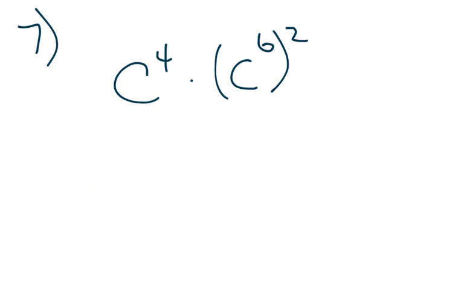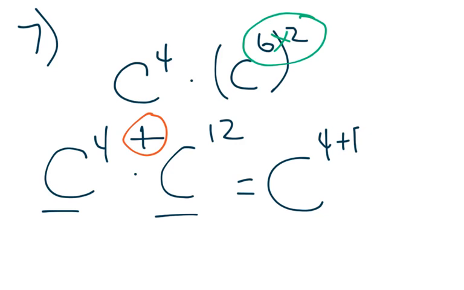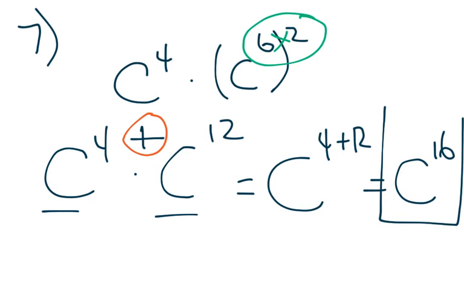Number 7, c to the 4th times c to the 6th squared. So first we want to take care of this, because we always want to do exponents before multiplying. So 6 times 2 is 12, so we have c to the 4th times c to the 12th. And remember, when we're multiplying two expressions with the same base, we are adding the exponents, not multiplying them. Okay, so we have c to the 4 plus 12th power, and 4 plus 12 is 16. So we have c to the 16th power, and this is our answer for number 7.